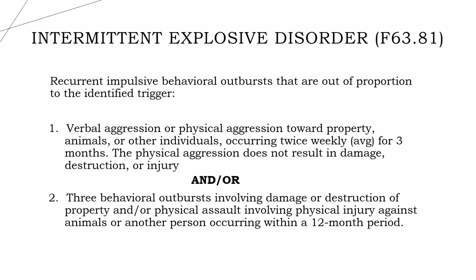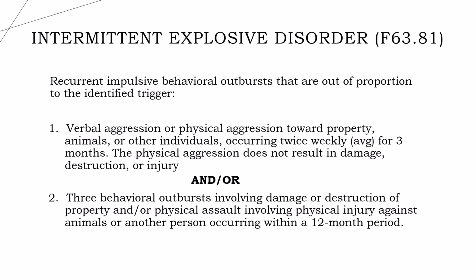For intermittent explosive disorder, what we want to keep in mind here is that these are recurrent impulsive outbursts. These outbursts are going to be completely out of proportion to the identified trigger or to the perceived trigger even. And the symptoms associated with intermittent explosive disorder pretty much represent a failure of emotional control, and that primary emotion being anger with aggressive impulses of acting that emotion out.